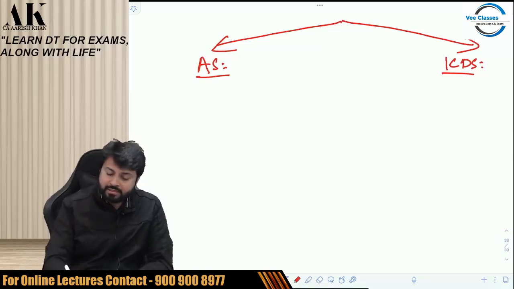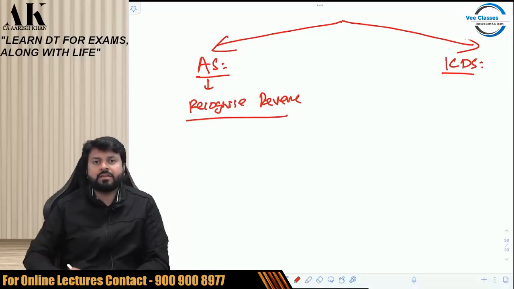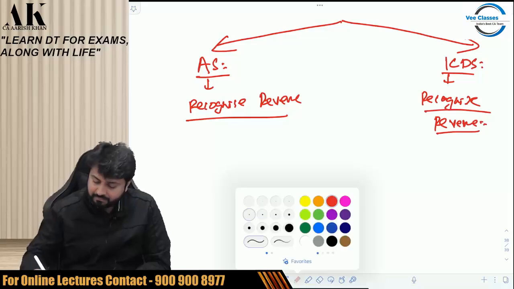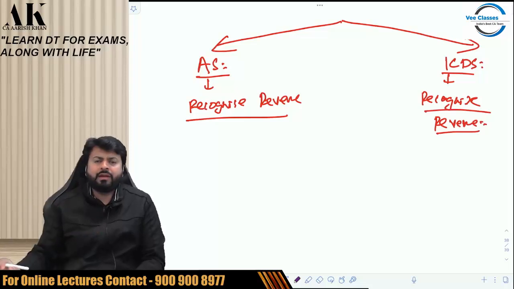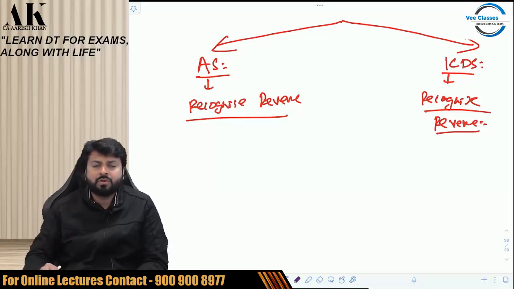The accounting standard says what? You should recognize revenue only if there is a reasonable certainty. Listen carefully now. The accounting standard is very firm and it says very clearly that you should recognize revenue only if you have a reasonable certainty that you will receive the revenue. Otherwise, you should not recognize revenue.